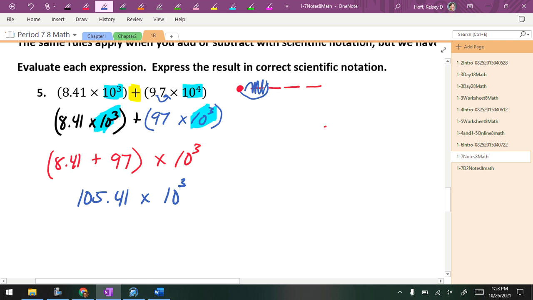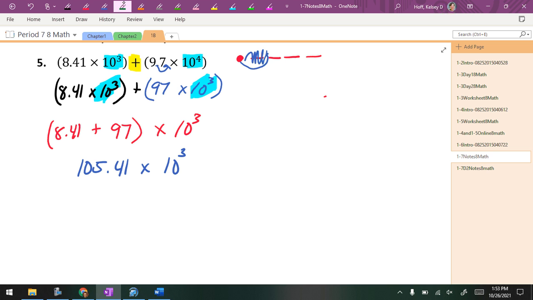So my question is, do we have proper scientific notation? No. So we draw a dash diagram. How many dashes are in this diagram? 3.